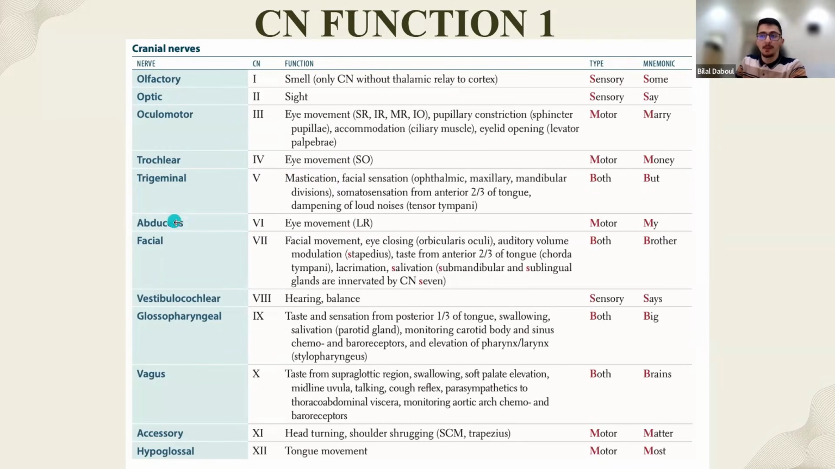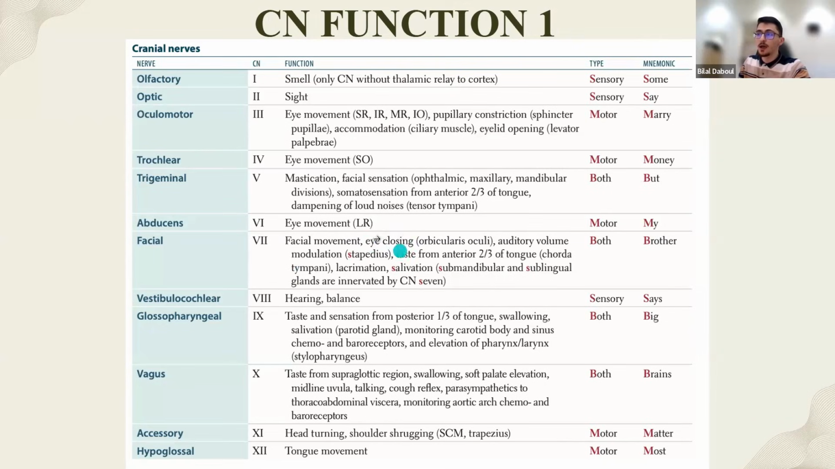We're talking about the abducens, again, mediating eye abduction through the LR or the lateral rectus. Then we have the facial. The facial is the seventh cranial nerve. Its major function is motor supply to the muscles of facial expression. So when you smile, when you frown, when you raise your eyebrows, when you close your eyes, when you show your teeth, that's all function of the facial nerve because it produces facial expression.